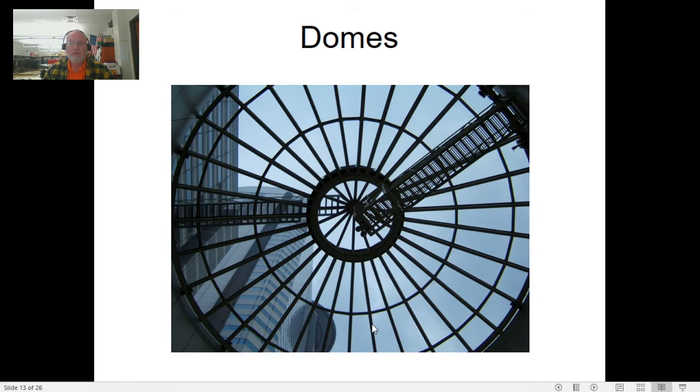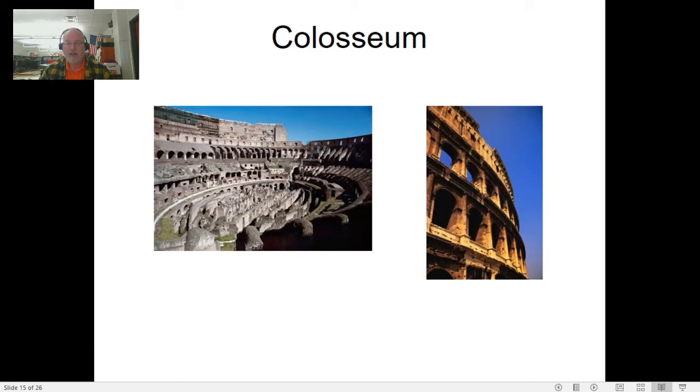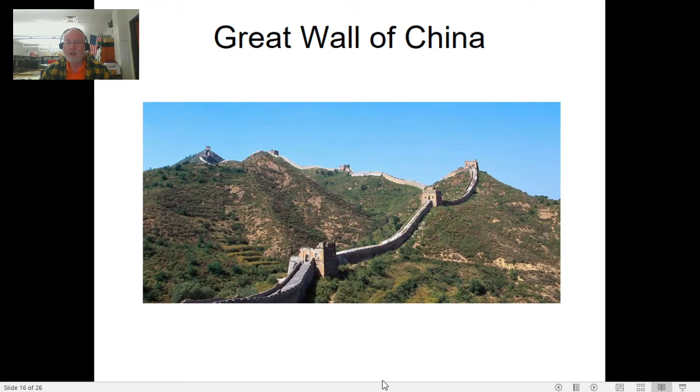Domes. The Pantheon. The Colosseum. Lots of arches in the Colosseum. Here it is when it was a little more complete than it is today. The Great Wall of China.